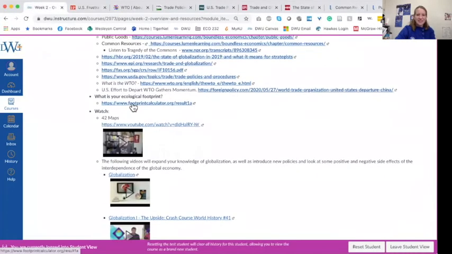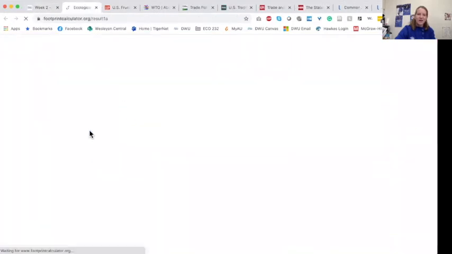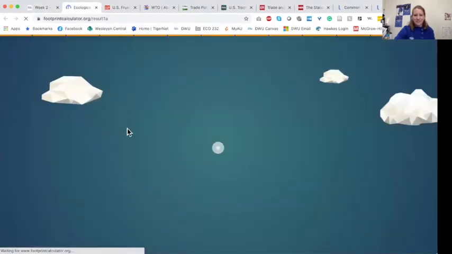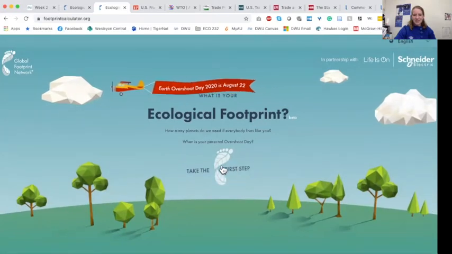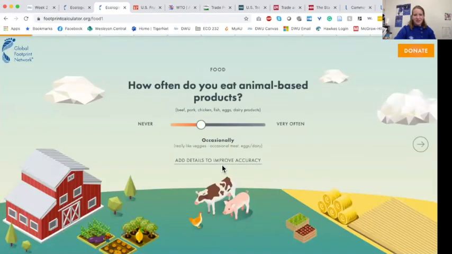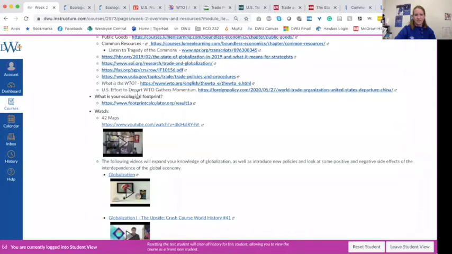This next part is a quiz about what your ecological footprint is. Take this quiz and just see, do you consume too much? Do you not, thinking about resources and common resources and public goods, private goods, all of those types of things while you're doing it. I will update that link since it's obviously not working.